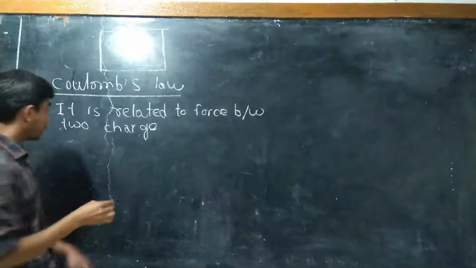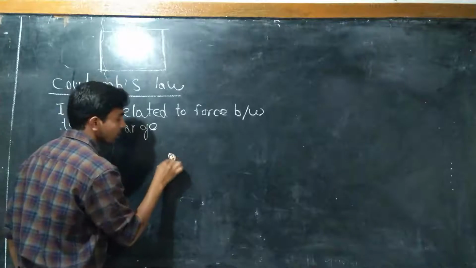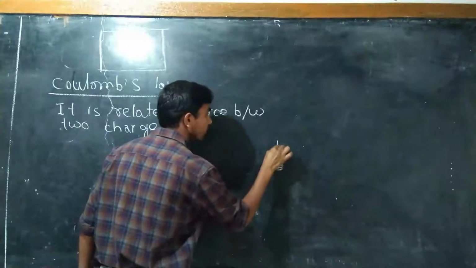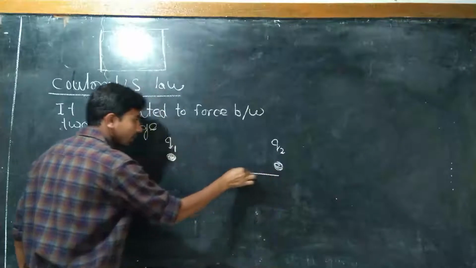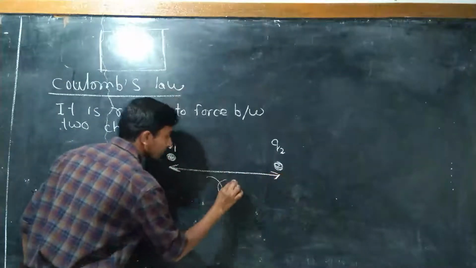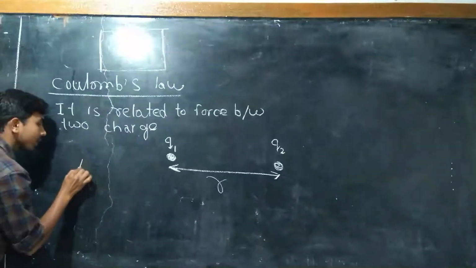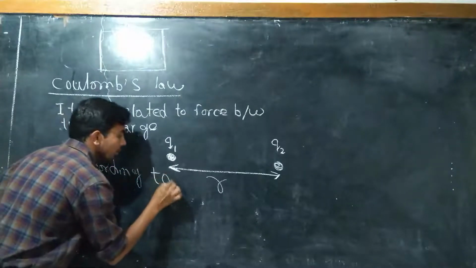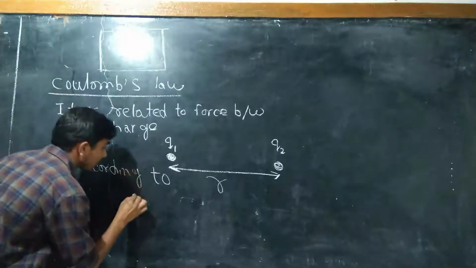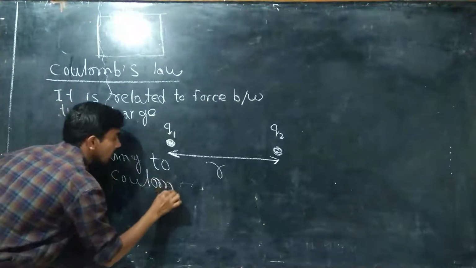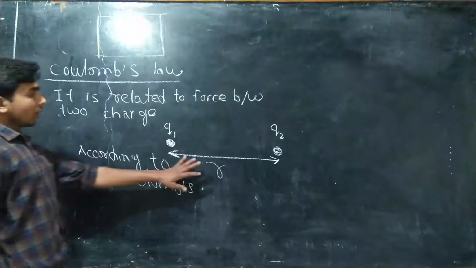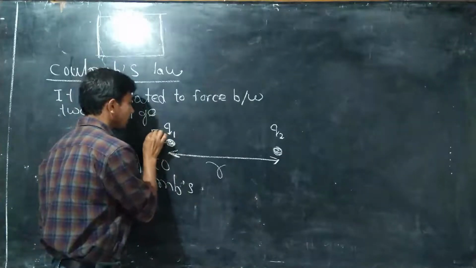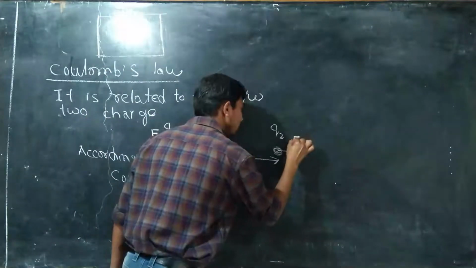So what is Coulomb's law? Suppose two charges here. Suppose this one is Q1 and another charge is this one, Q2, and the separation between these two charges is R. So according to Coulomb's law, suppose the force between these two charges is F. F is the force which is acting between these two charges.